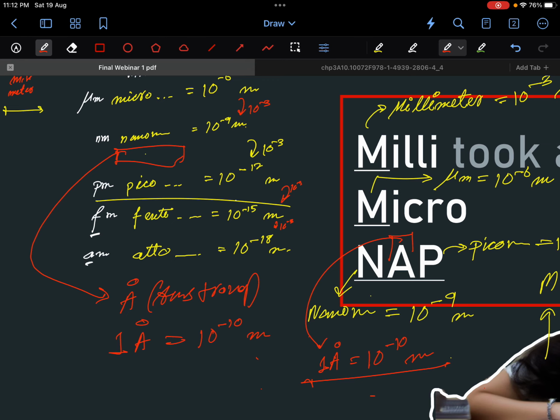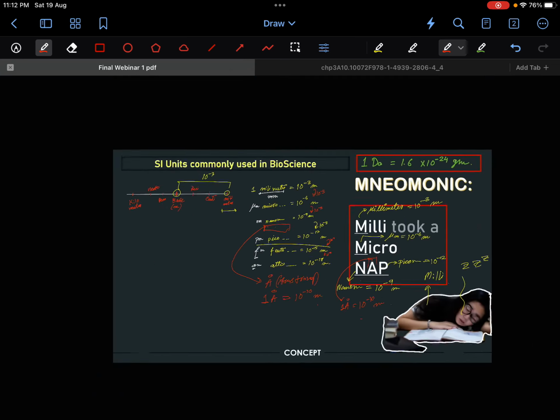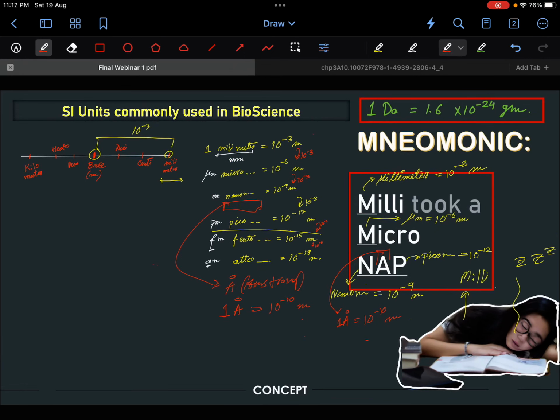The angstrom goes in between the nanometer and the picometer. So 1 angstrom is 10 to the power minus 10 meter. Okay, so these are the smaller units that we have covered so far.